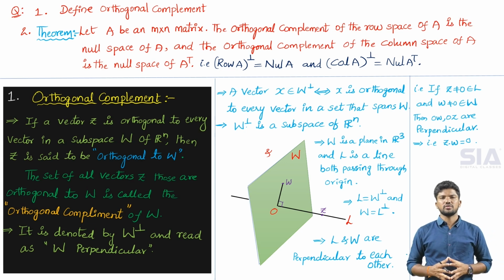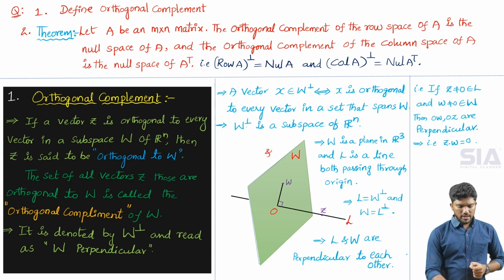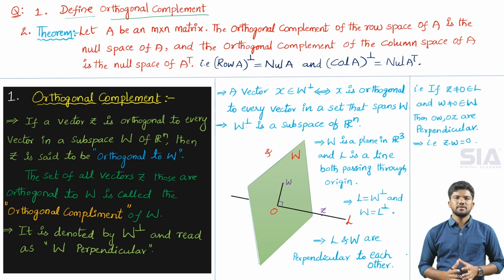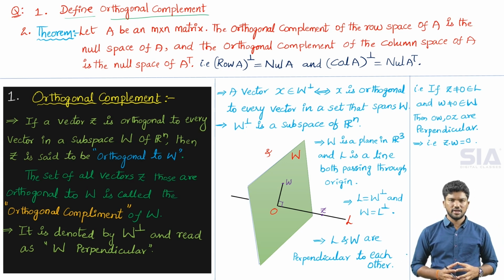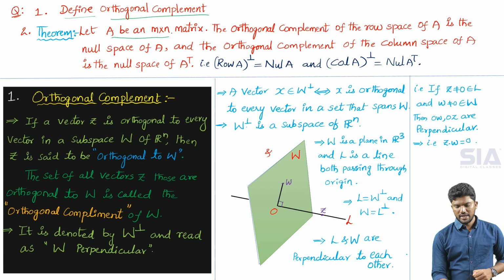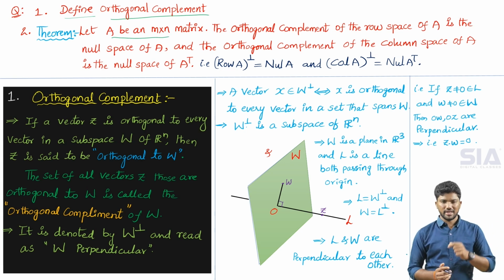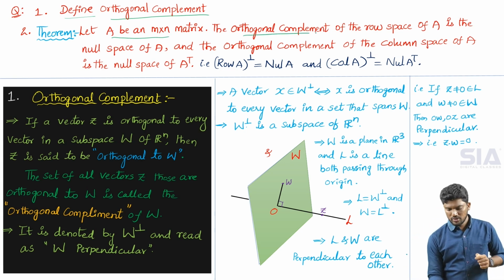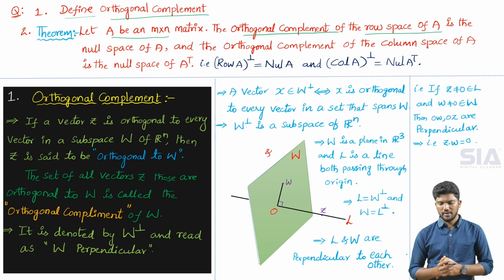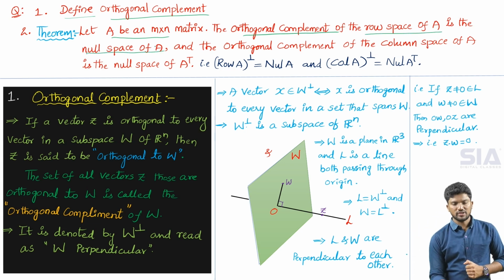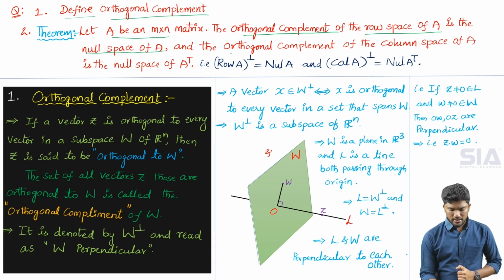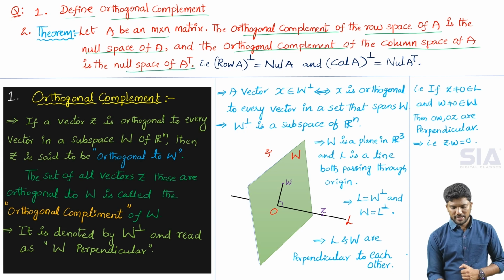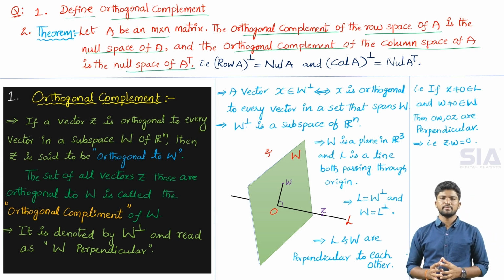So in this lecture, we are going to discuss one of the important theorems, that is the Orthogonal Complement Theorem. First of all, observe the question. Define orthogonal complement, and the second problem is the theorem: let capital A be an m by n matrix, a rectangular matrix. The orthogonal complement of the row space of A is the null space of capital A, and the orthogonal complement of the column space of capital A is the null space of A transpose. So that is the statement of the theorem.